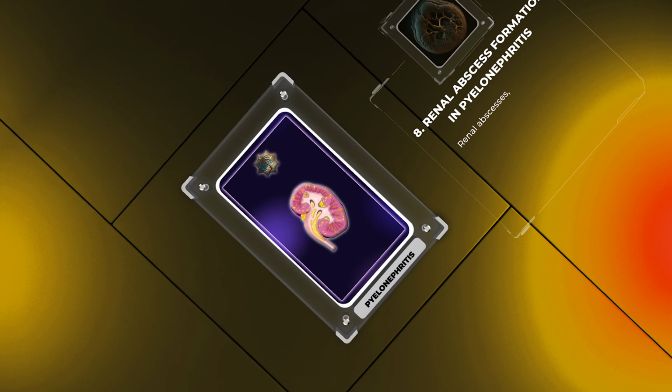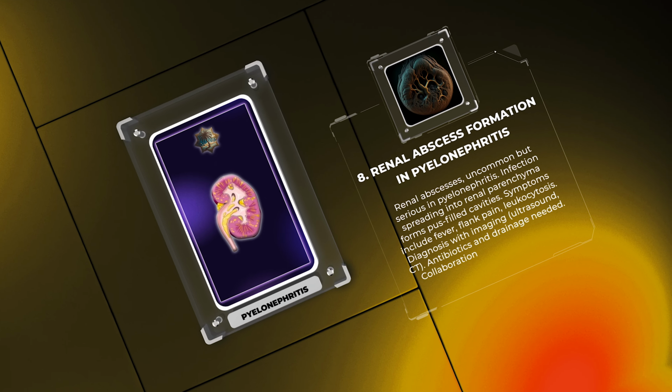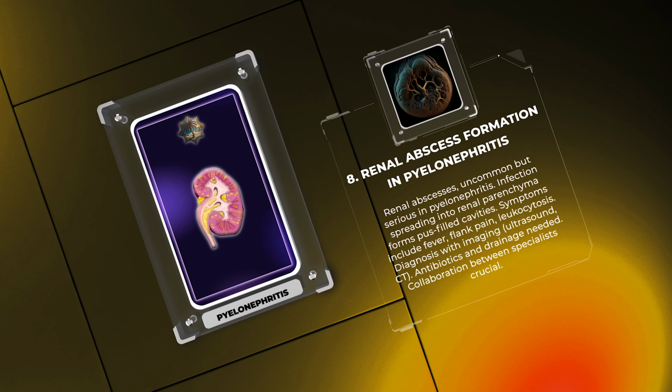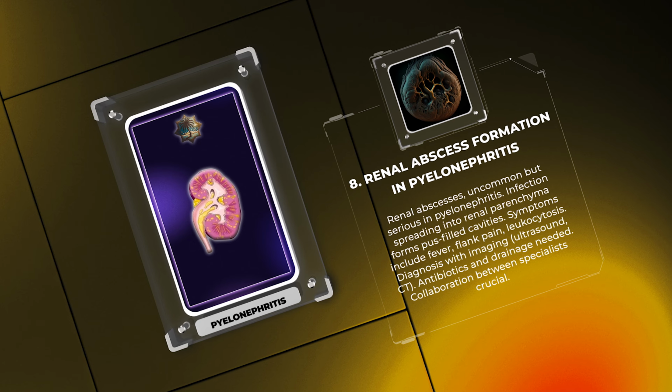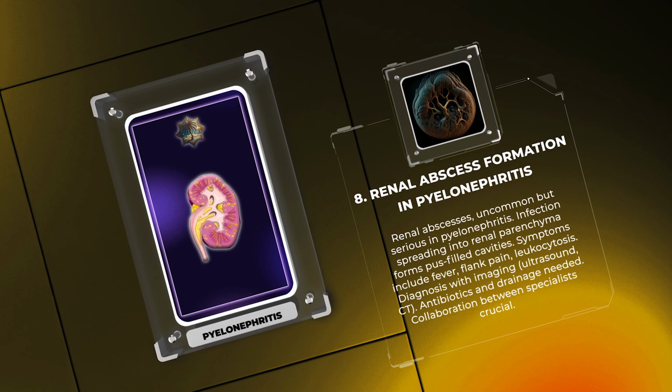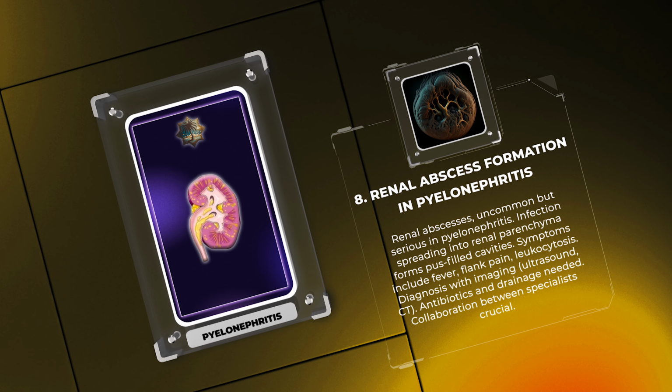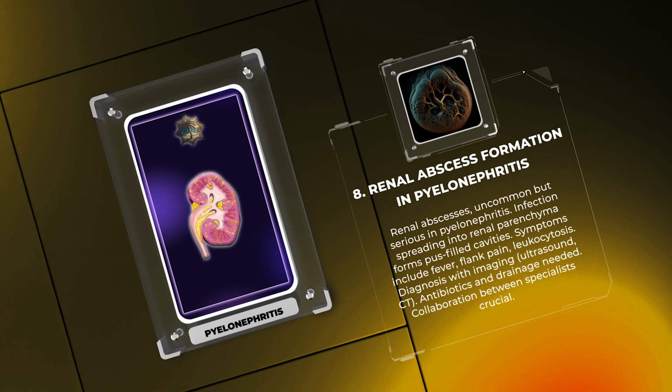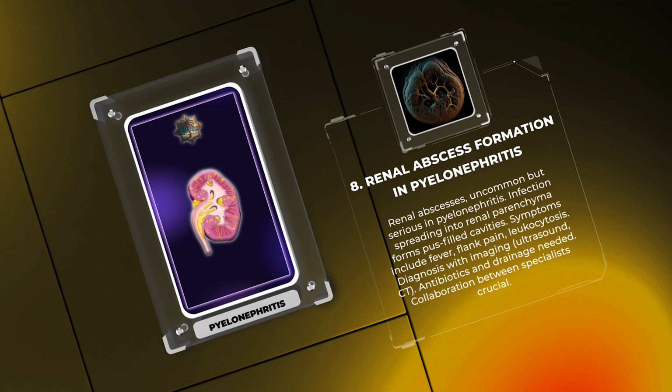Renal abscesses, uncommon but serious in pyelonephritis. Infection spreading into renal parenchyma forms pus-filled cavities. Symptoms include fever, flank pain, leukocytosis. Diagnosis with imaging, ultrasound, CT. Antibiotics and drainage needed. Collaboration between specialists crucial.